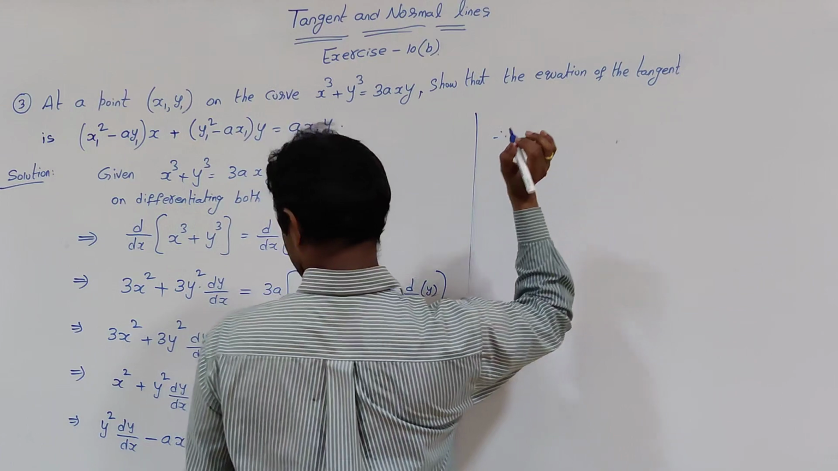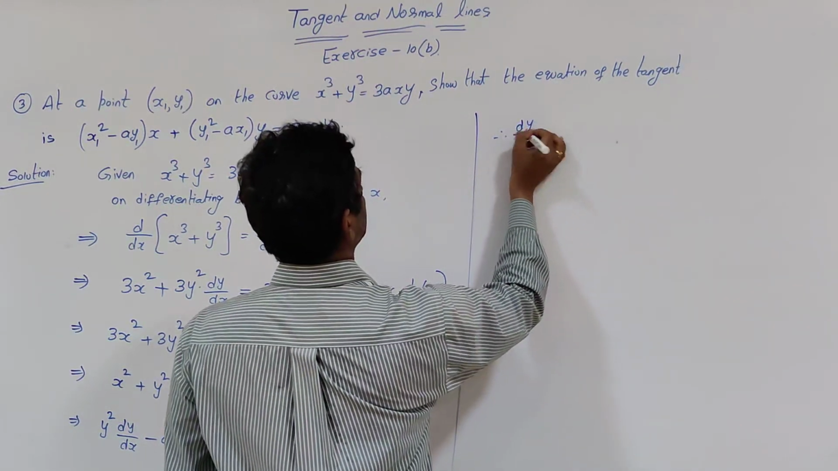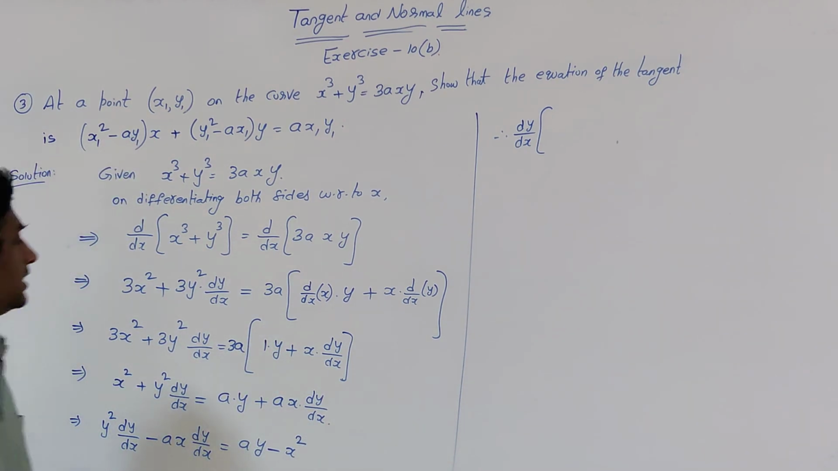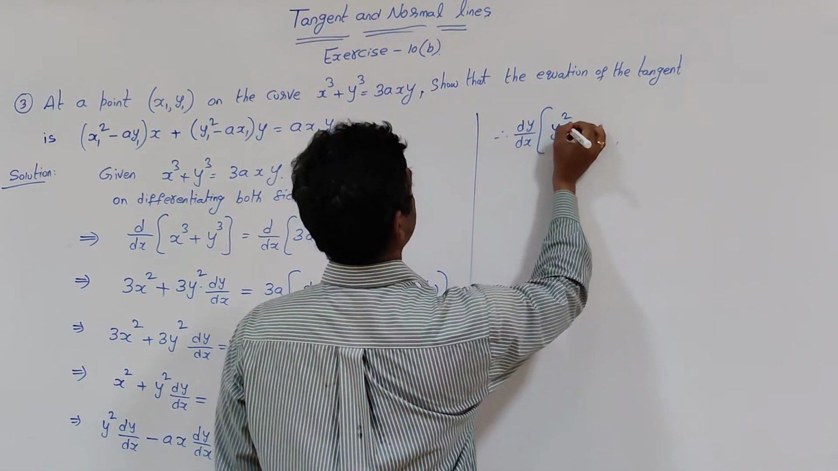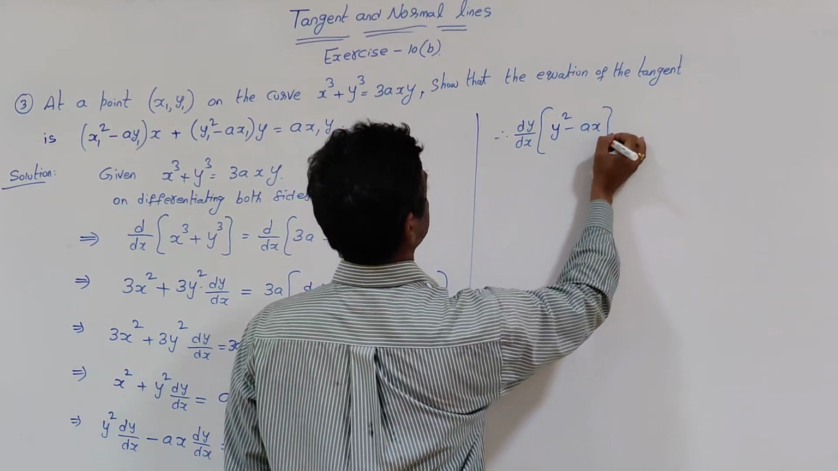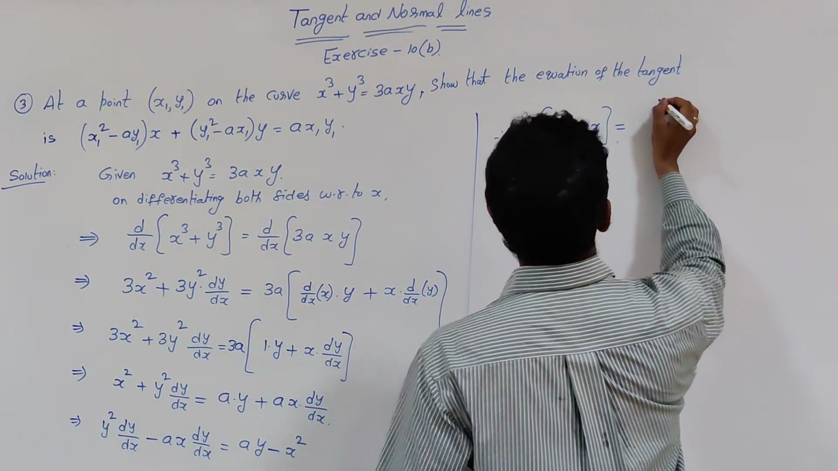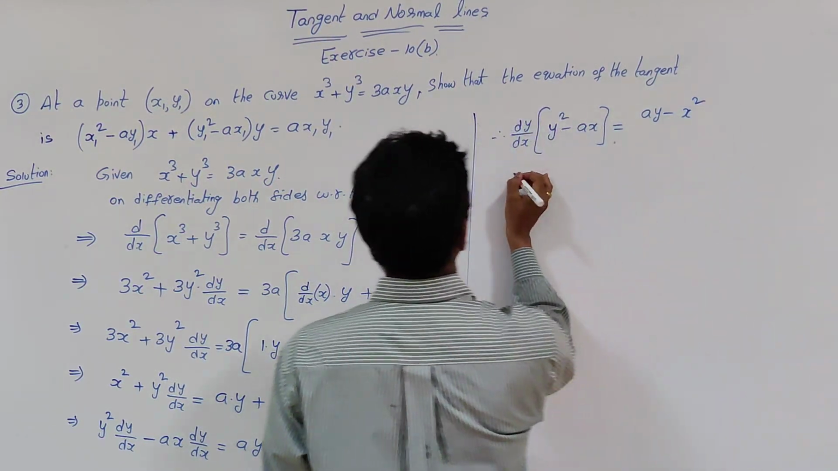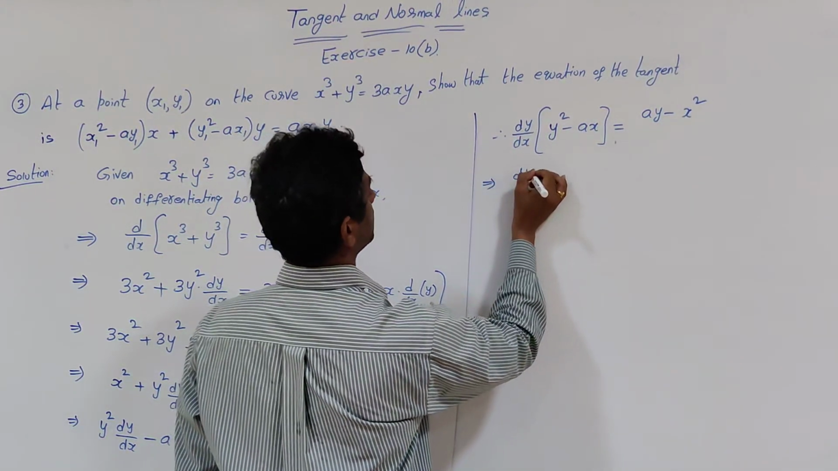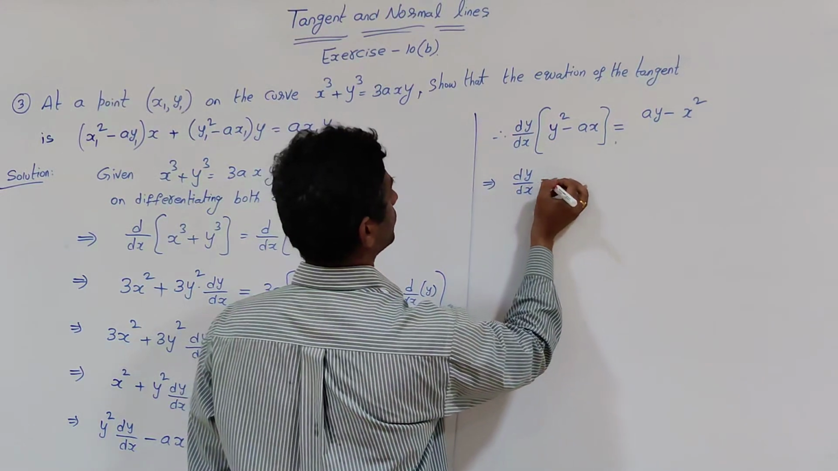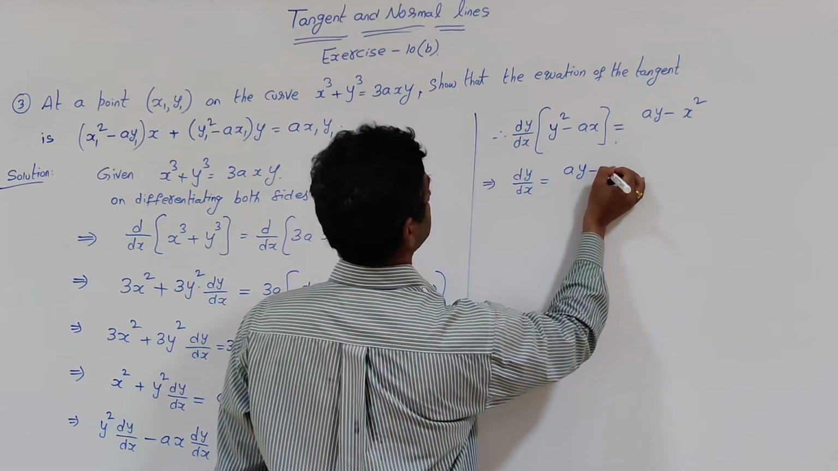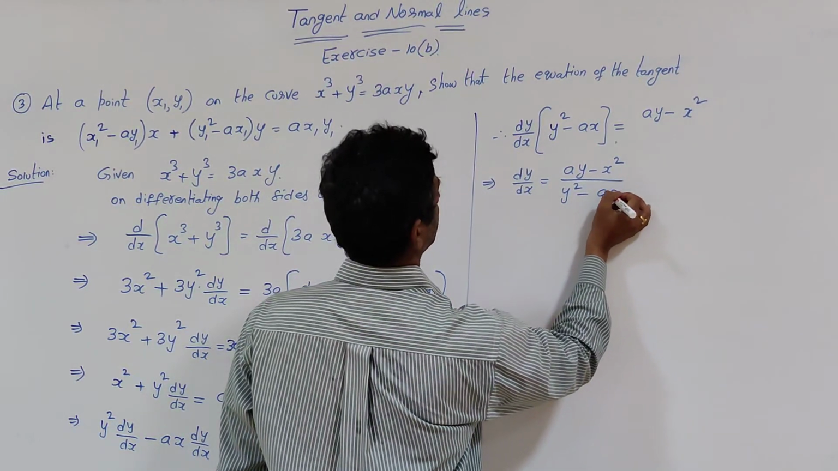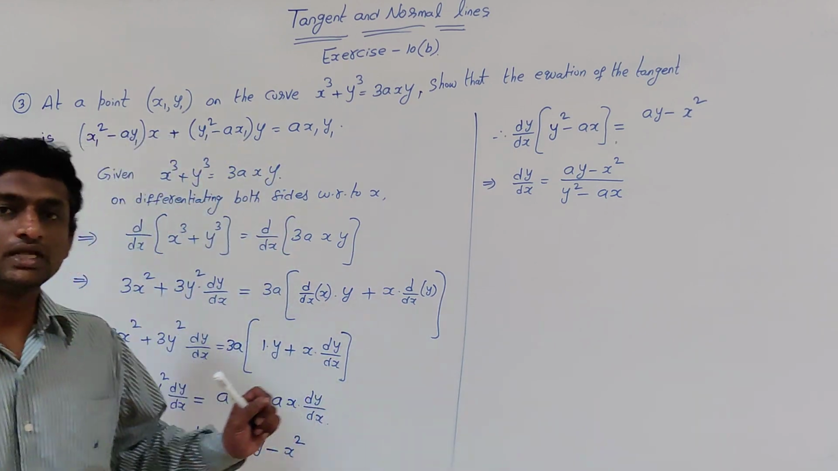Therefore, taking dy by dx common, dy by dx times y square minus ax is equal to ay minus x square. So dy by dx is equal to ay minus x square by y square minus ax. That is the derivative.